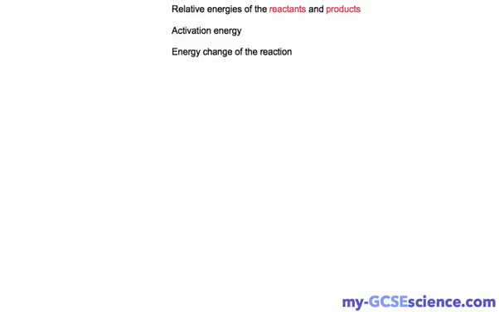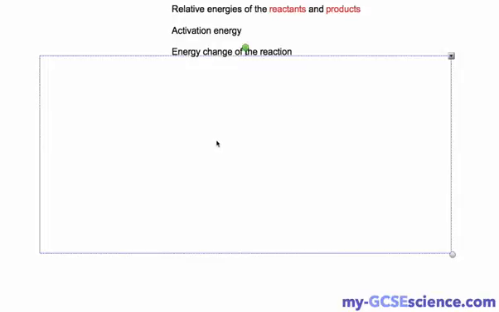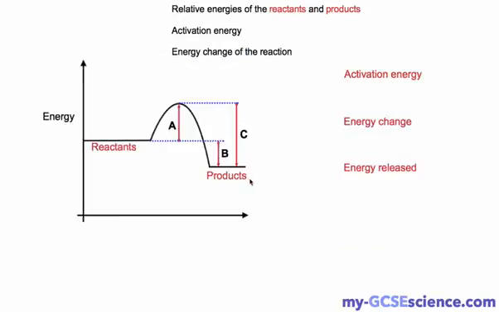What you need to be able to do is to be able to talk about or recognize the relative energies of reactants and products. You should be able to talk about activation energy, and you should be able to comment on and identify the energy change of a reaction. Okay, so if we have a graph, an energy level diagram that looks like this, it could be for any reaction.